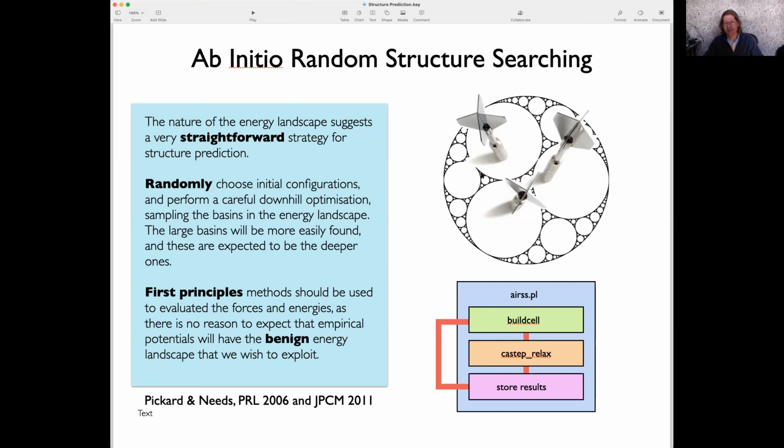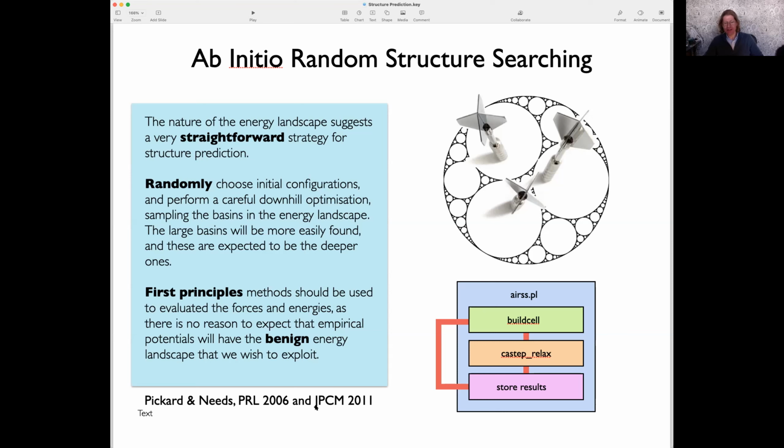You won't fully enumerate all of the small basins, because there still are an infinite number of basins here. If you wanted to enumerate all the basins, you still have the 10 to the 30 problem that we had before. But we just assume that those ones are likely not that important, and probably nature wouldn't be able to find them either, these tiny little basins. So that's basically the method behind Ab initio random structure searching.